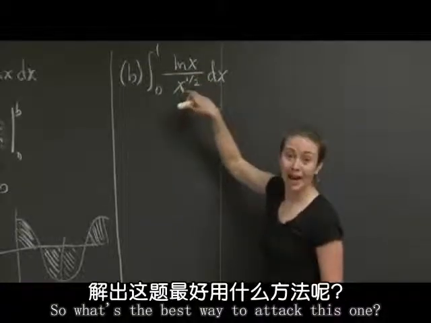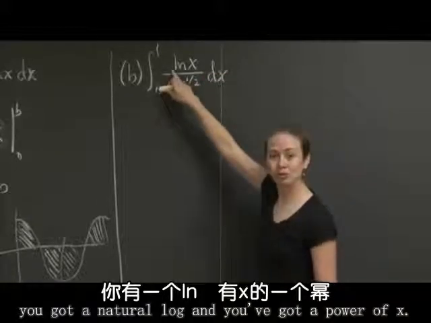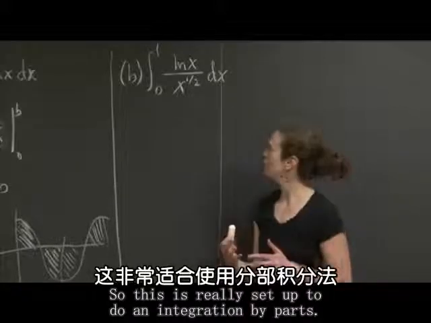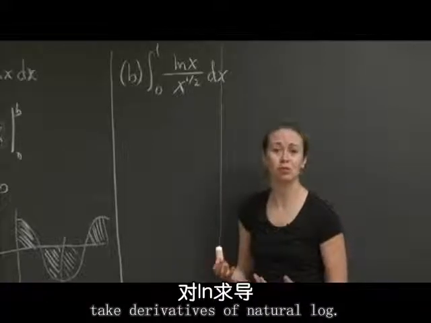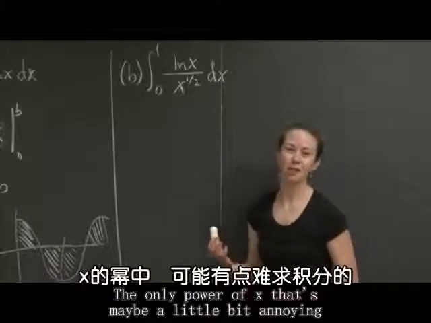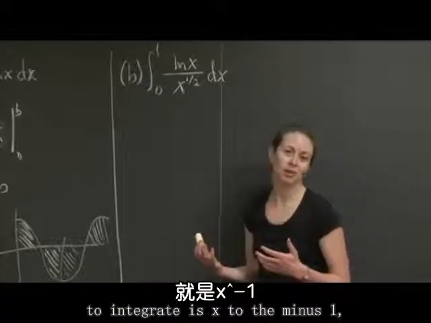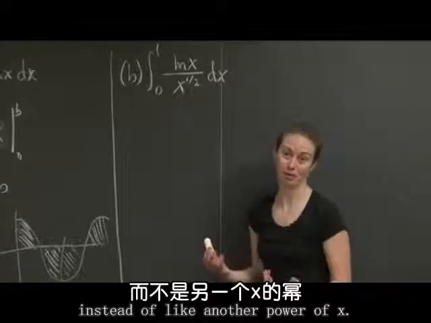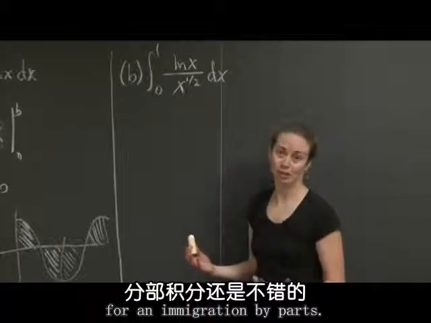So what's the best way to attack this one? Well, probably you should see that you've got a natural log and you've got a power of x. So this is really set up to do an integration by parts. Because remember, natural log you like to take derivatives of, and powers of x are happy to be integrated or to take derivatives of. The only power of x that's maybe a little bit annoying to integrate is x to the minus 1, because its antiderivative is natural log instead of another power of x. But this one is not that case, so it's looking good for an integration by parts.